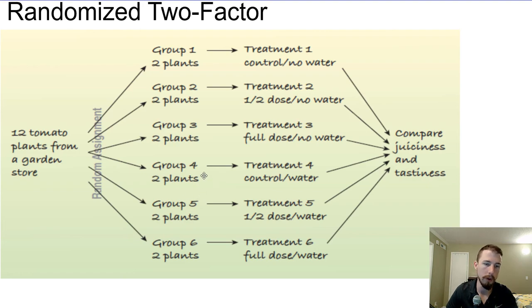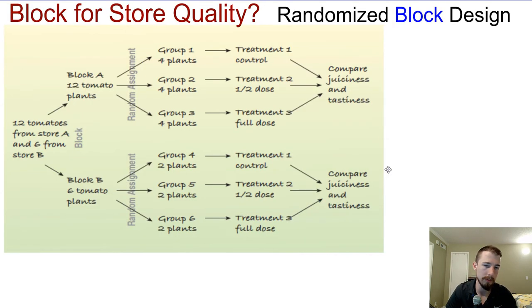Now, the warning we have here is we only use 2 plants. What if you had a runt or a plant that wasn't performing as well as the other ones? Maybe it was genetically different or something like that. Then you might have some issues where it shows that full dose and no water was a terrible idea, when if we used different plants it would have been different. So a really small sample size will be really hard to have conclusive results with.